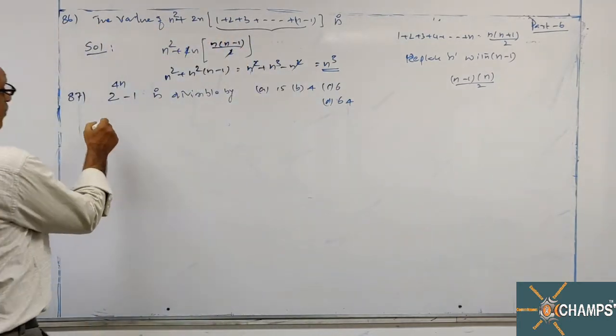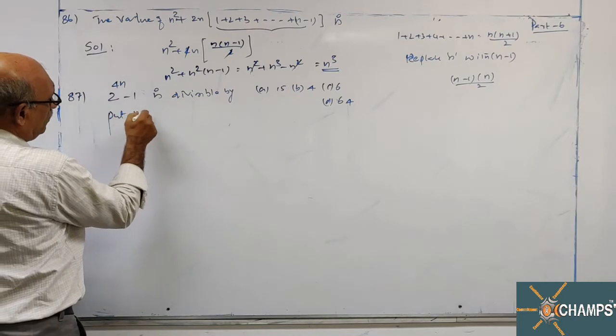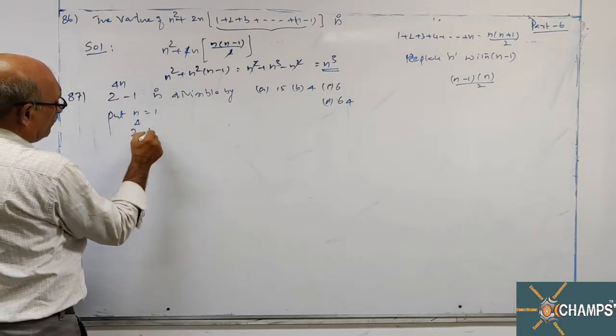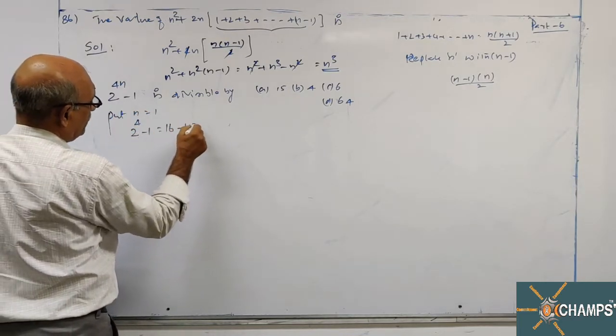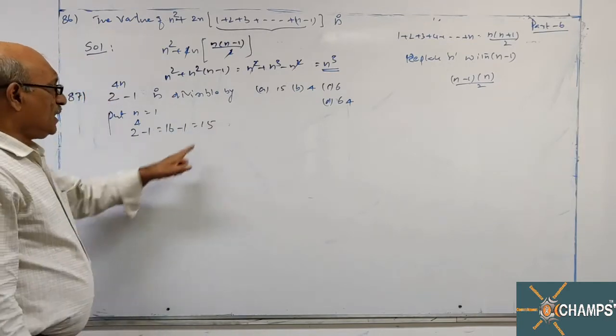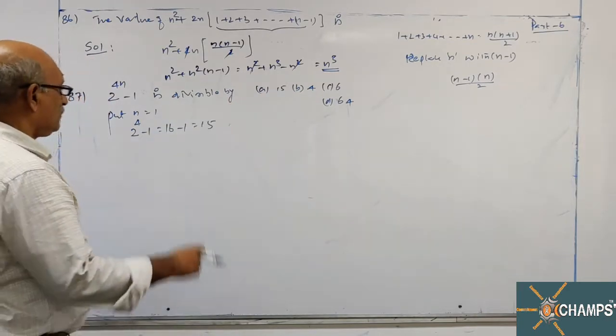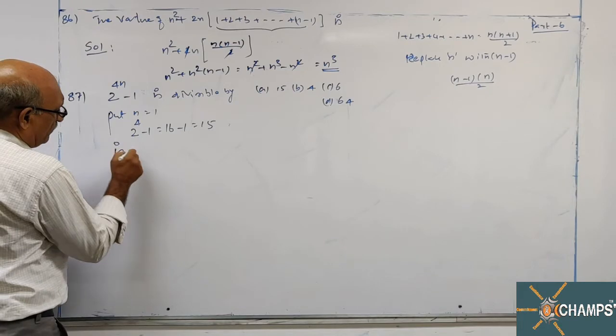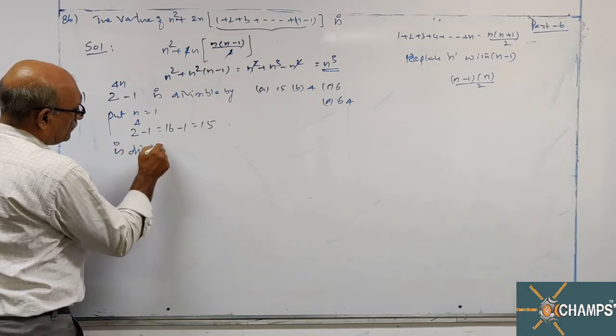Put n is equal to 1. 2 power 4 minus 1, 16 minus 1, 15. It is divisible by 15.